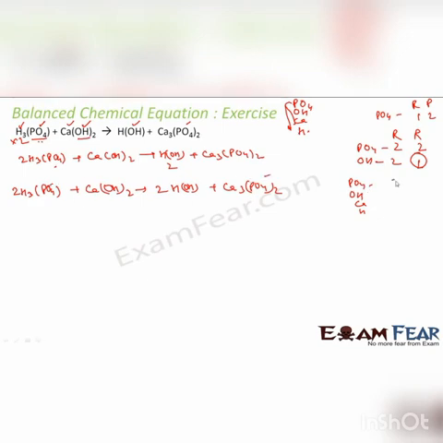Now let's again see PO4, OH, Ca and H. The PO4 part, if you see, is 2 on both sides. The OH part, there is 2 here. The calcium part is 1 calcium here, and there are 3 calcium here. Right? We have 1 and 3. So we'll multiply this with 3.